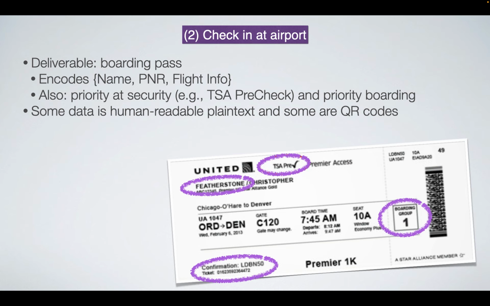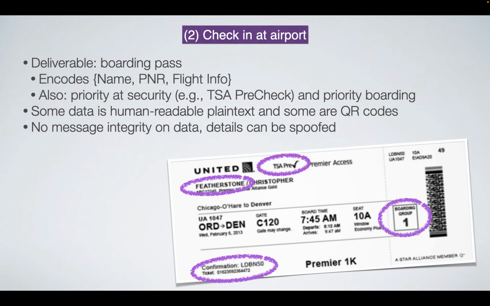What about the details themselves? Are they, I don't know, digitally signed or something like that? So that if you manipulate it, it won't match what's in the QR code, for example. So they do have a QR code, but you can get a QR code reader. So you don't necessarily know the answer to it, but the answer, it turns out, is no, there's no message integrity at all, okay? So all the details can be spoofed, okay?